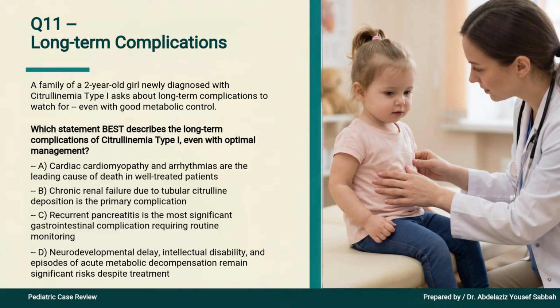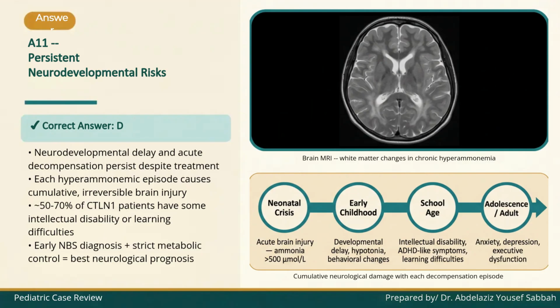Option A, cardiac cardiomyopathy and arrhythmias are the leading cause of death in well-treated patients. Option B, chronic renal failure due to tubular citrulline deposition is the primary complication. Option C, recurrent pancreatitis is the most significant gastrointestinal complication requiring routine monitoring. Option D, neurodevelopmental delay, intellectual disability, and episodes of acute metabolic decompensation remain significant risks despite treatment. The correct answer is option D.